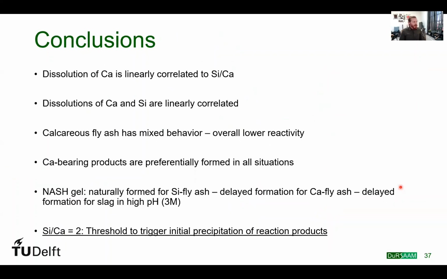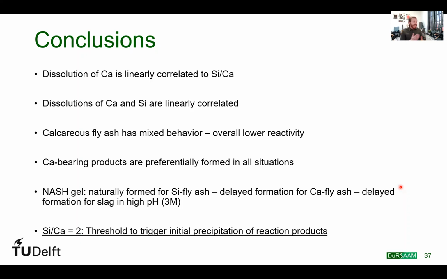Well, some conclusions: the dissolution of calcium is linearly correlated to the initial silicon to calcium ratios of the precursor. And also the dissolutions of calcium and silicon are linearly correlated in between each other and to the original silicon to calcium ratio. Calcareous fly ash presented a mixed behavior. First, it acts as slag, and then when the system is depleted in calcium, it starts to behave as fly ash, which leads to an overall lower reactivity.